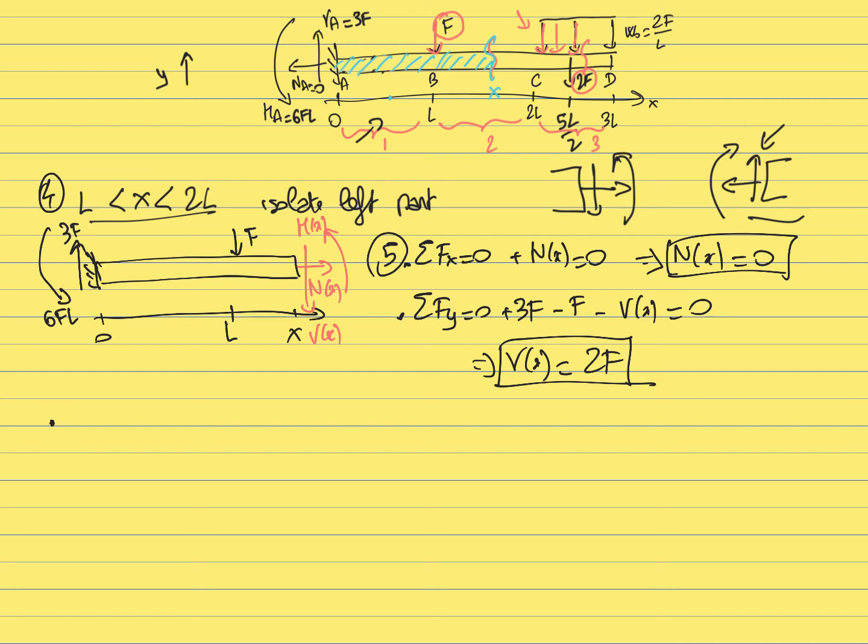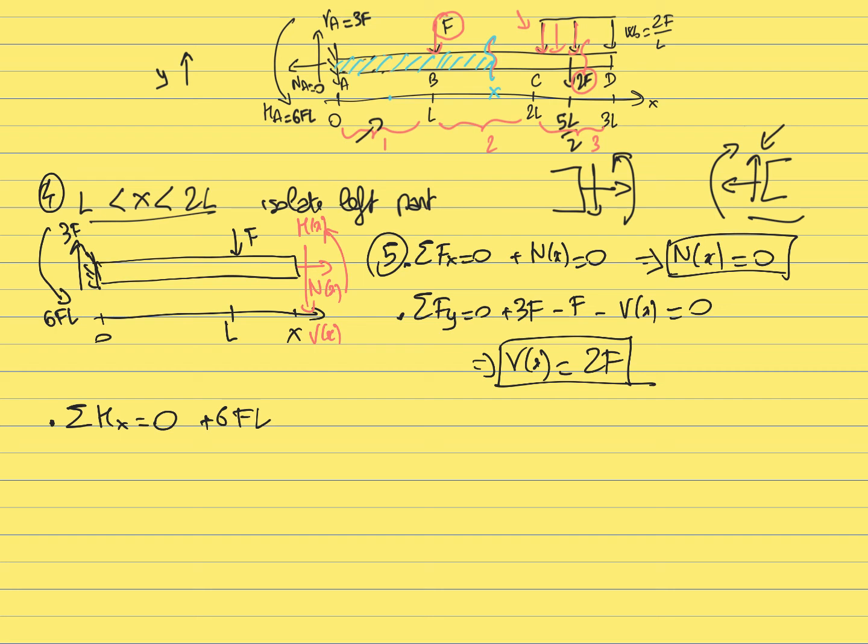Okay, so finally now if we want the internal moment, we need to consider the sum of the projection of the moments. Again, we are going to consider the sum of the projection of the moments about the point x. So what do we have? First, we have the moment at the point A. It is still a moment with a positive projection, so it's plus 6FL. Now we have the moment created by the force F. The force F is creating a positive moment about the point x. It has a positive projection.